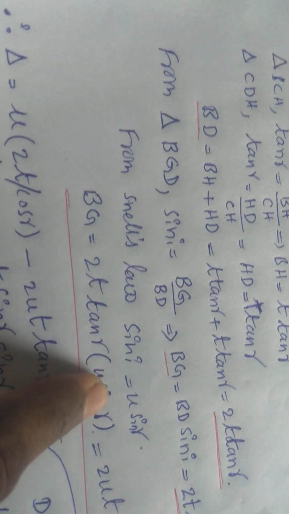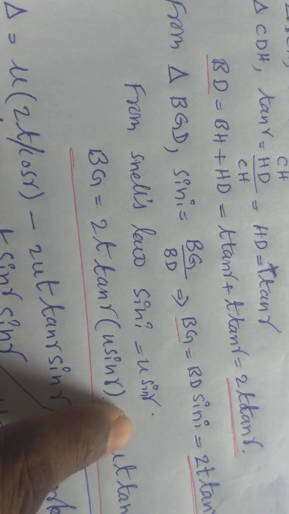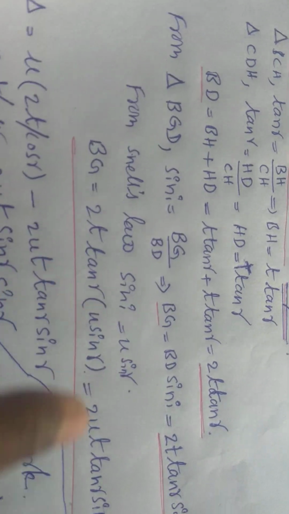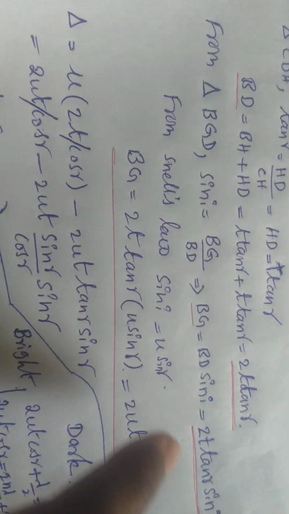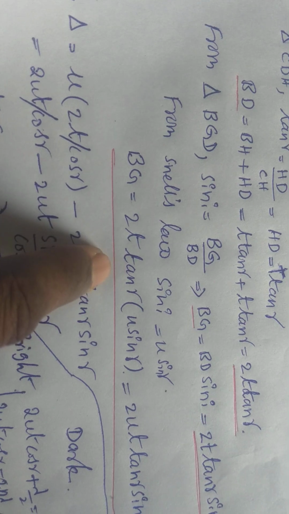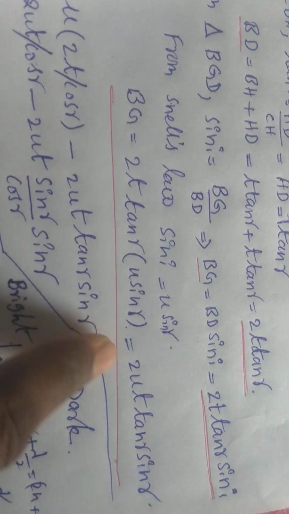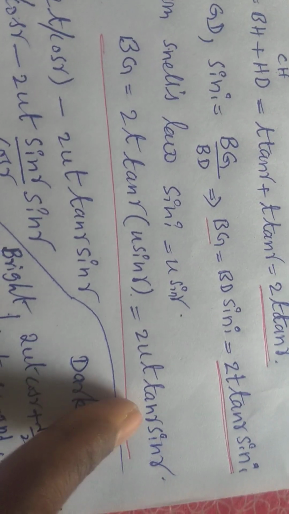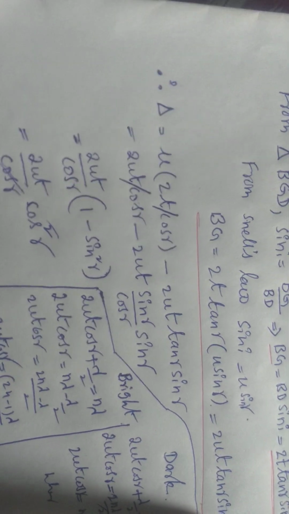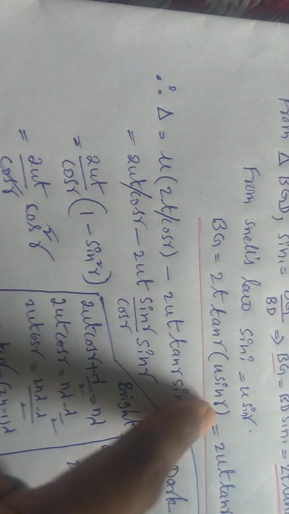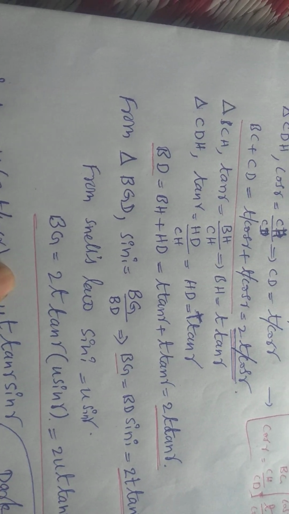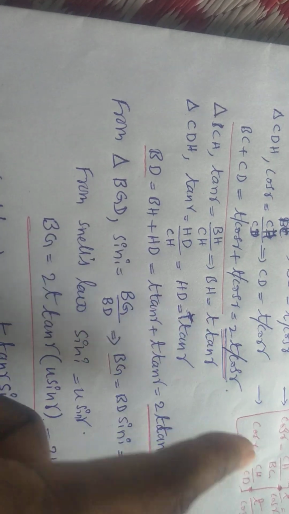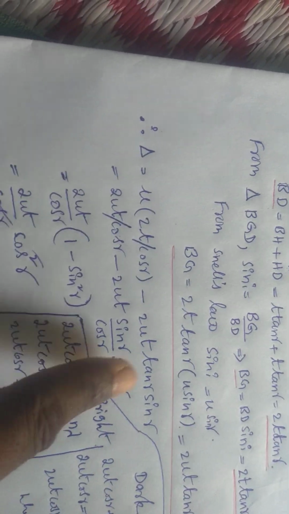According to Snell's law, sin I equals mu sin R. So placing this value in the equation, we get BZ equal to 2T tan R into mu sin R, that is 2 mu T tan R into sin R. Now these BZ and BC plus BD values are placed in the main path difference equation, and you get the value.